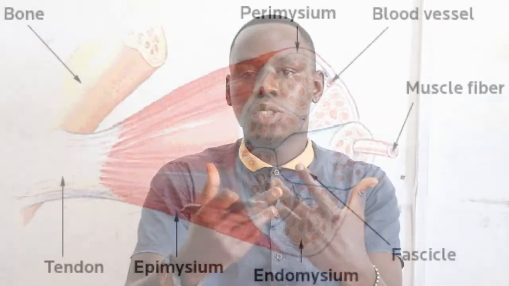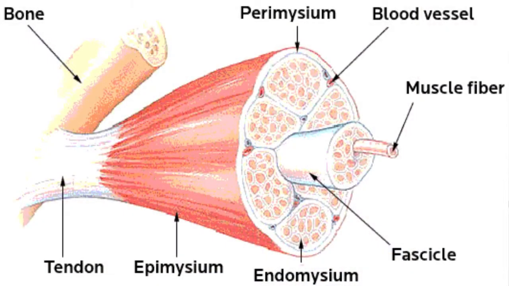Right now I'm holding a pen. For me to be able to use this pen or to write anything down, some muscles are going to contract so that I can write down whatever I want to write. Now, previously we looked at the structure of a muscle and we saw how the muscle tissues are organized.